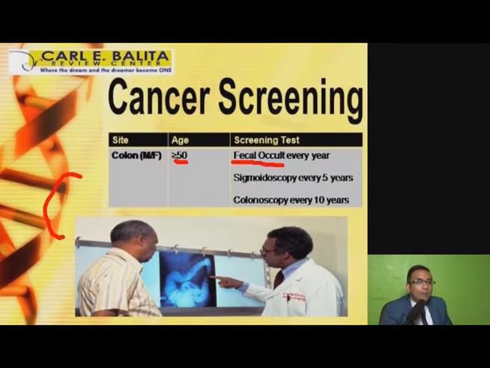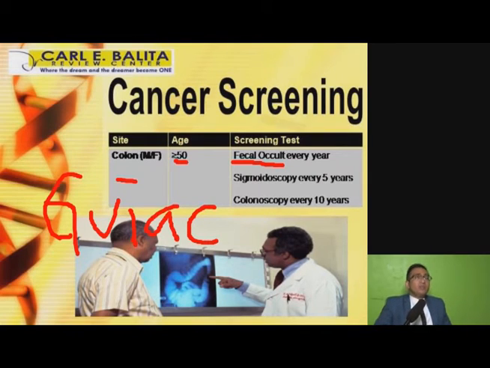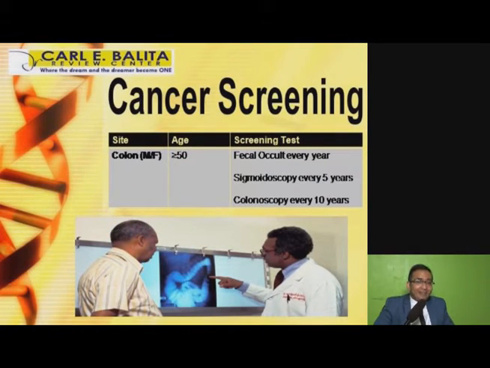Pag sinabi po nating guayak test, it is your fecal occult blood test that should be done every year because possibly, meron tayong blood na present in the stool that could not be visible by the naked eye. Okay? So, hindi nakikita ng ating mga mata. So, that is why it should be examined under the microscope. Naalala ba? Di ba sabi natin, unusual bleeding or discharge is a sign of cancer. So, therefore, if the patient is more than 50 years of age, the fecal occult or guayak test is every year.